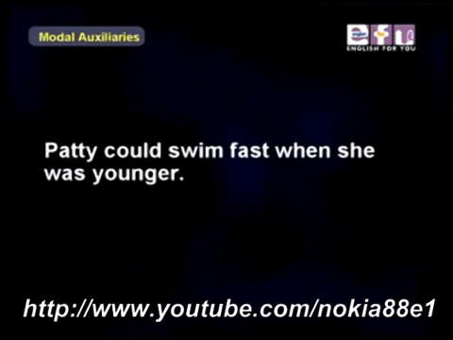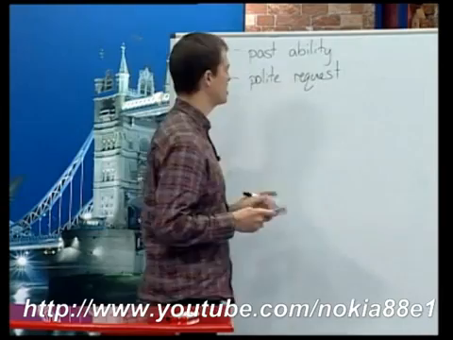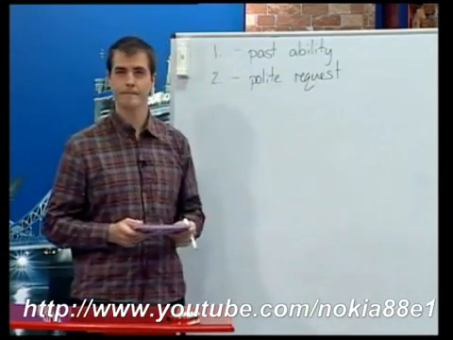Okay, well, could is another modal auxiliary, and we use it in many different ways. First sentence, we used could for past ability. Past ability. Patty could swim fast when she was younger. Okay, the second sentence, it's also used for a polite request. So, just like might, we can also use could for a polite request. Could I put my boat in this marina?